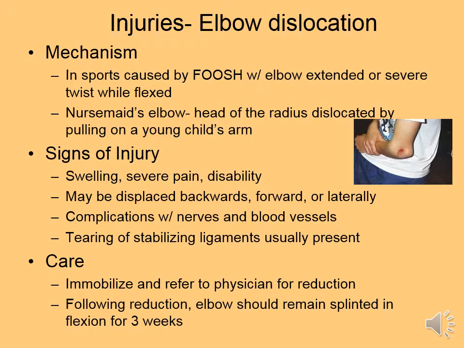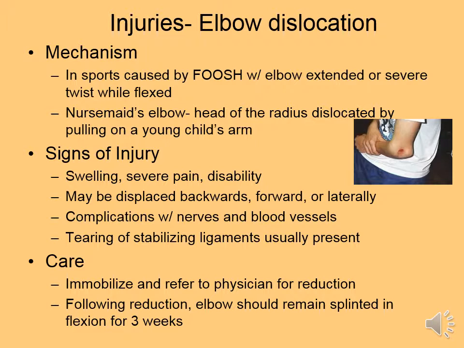As far as an elbow dislocation, this injury tends to be a little bit more serious because the elbow joint itself, where the olecranon, or where the ulna, is attaching to the humerus, is a pretty strong joint, and it's hard to dislocate that. So usually in sports, that's caused by a fall on the elbow extended or a severe twist while flexed.